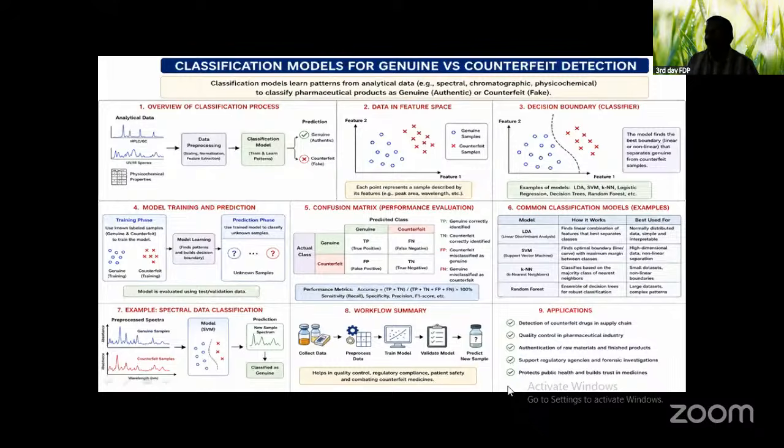Then coming to the applications: detection of counterfeit drugs in the supply chain, quality control in the pharmaceutical industry, authentication of raw materials and finished products, regulatory agencies and forensic investigations. It is useful for protecting public health and builds trust in the medicine.